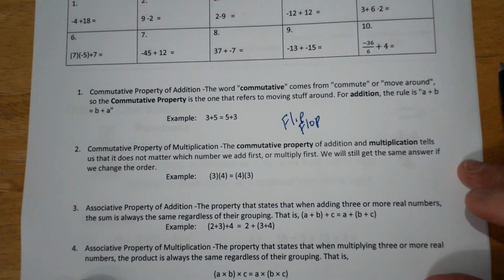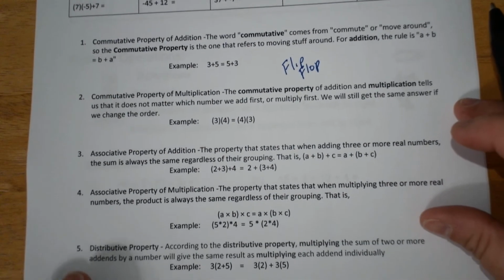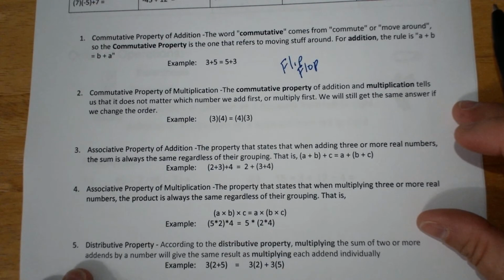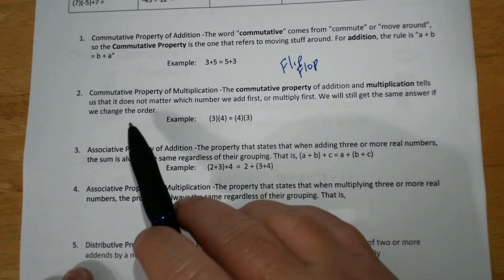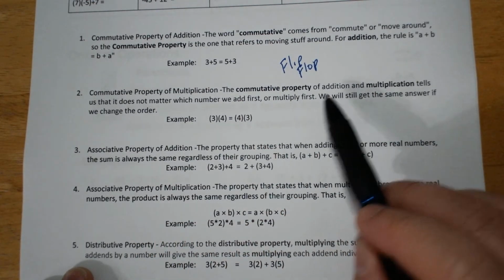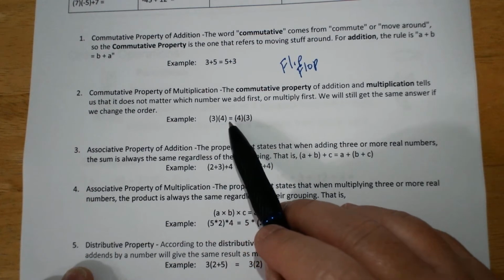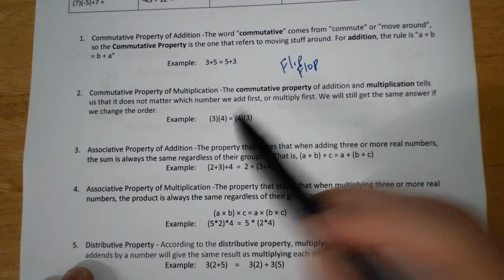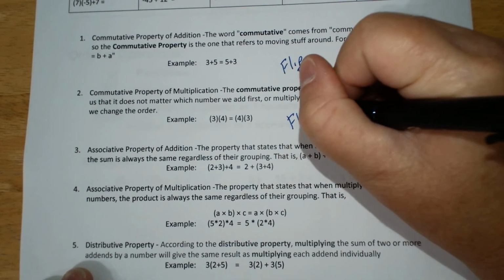Because multiplication is repeated addition, there's also the commutative property of multiplication. So all commutative property says is that 3 times 4 is the same as 4 times 3. Again, this is a flip-flop.